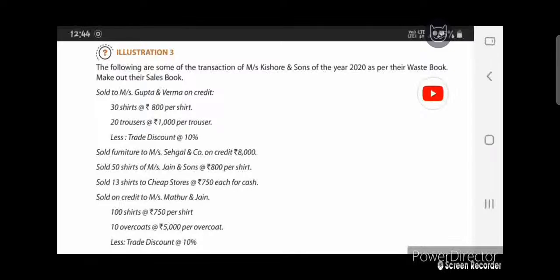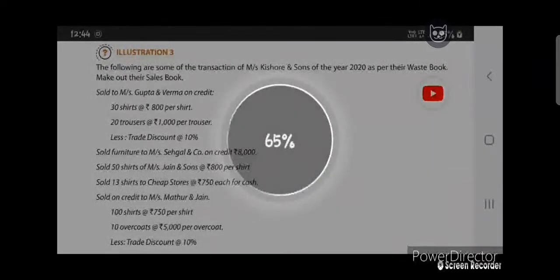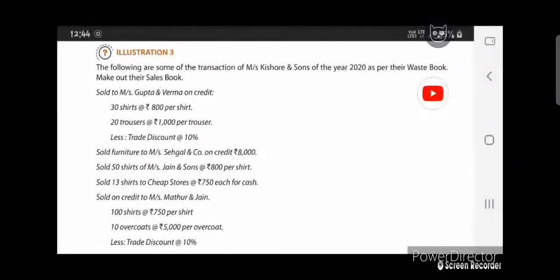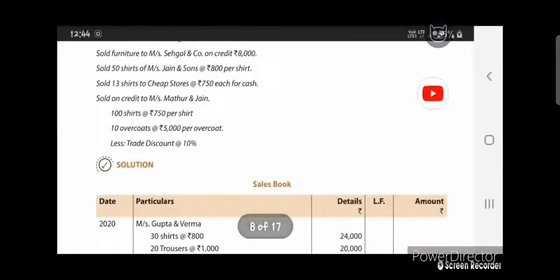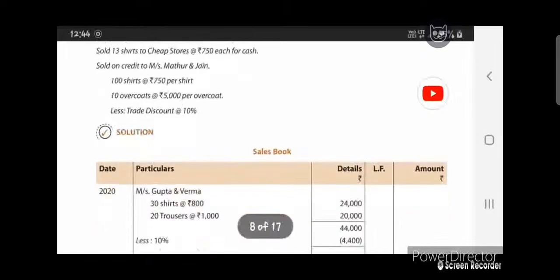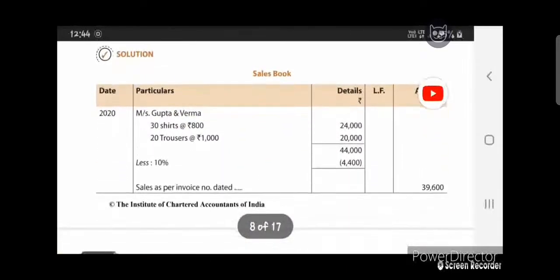Next, they sold furniture to Mr. Segal and Corporation on credit for rupees 800, and they also sold 50 shades to Mr. Jain and Sons at rupees 800 per shade. They sold 13 shirts to Cheap Stores at rupees 780 per shirt. They also sold on credit to Mr. Mathur and Jain 100 shirts at rupees 750 per shirt and 100 overcoats at rupees 5000 per overcoat, and the trade discount is 10%.